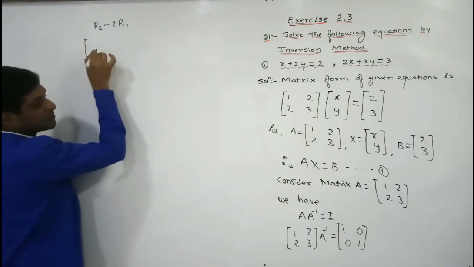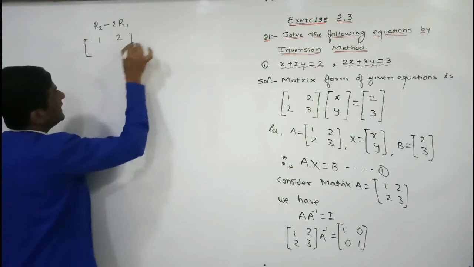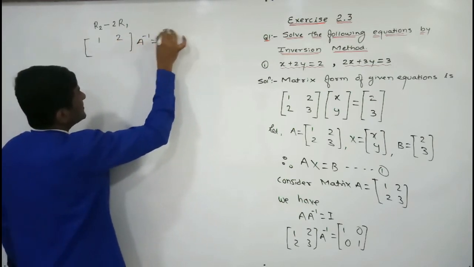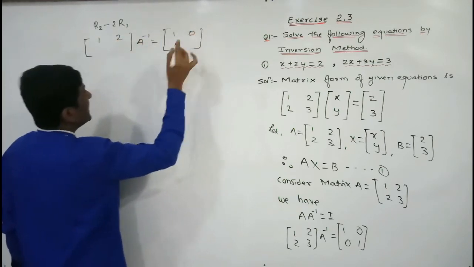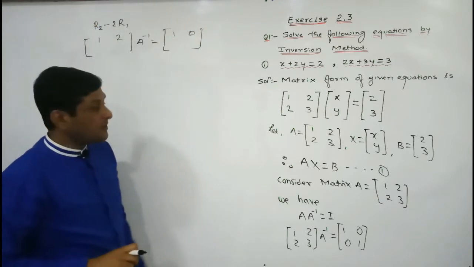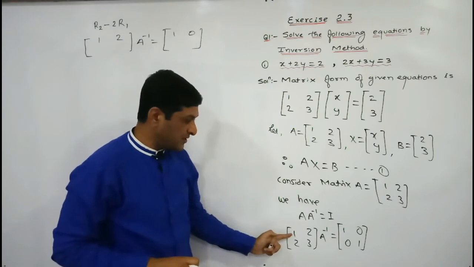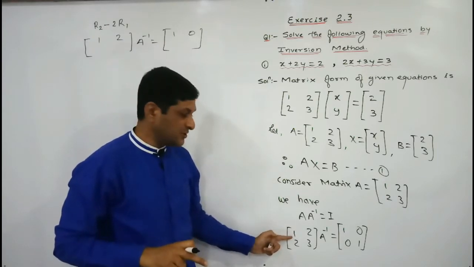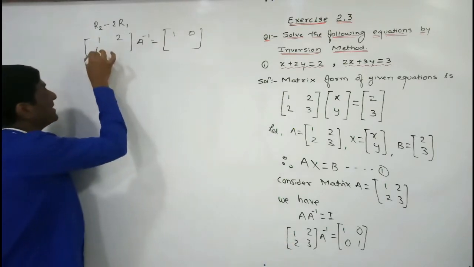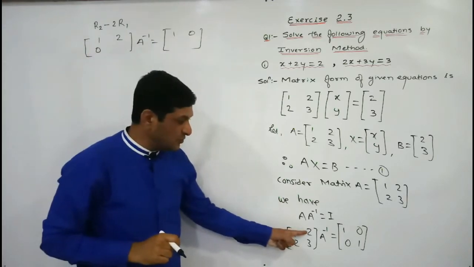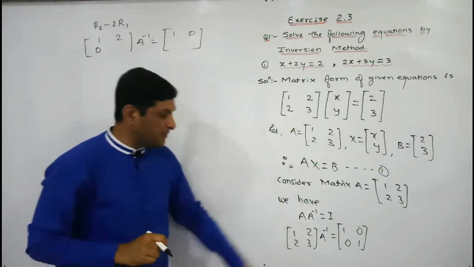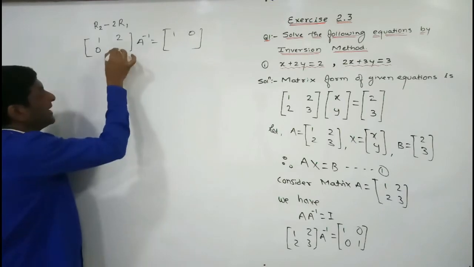Keep the elements of the first row as they are, 1, 2, and A inverse also as it is. On this side also keep the elements of the first row, 1, 0, as they are. So our operation is on R2 and we are multiplying R1 by minus 2. Multiply by minus 2, here minus 1 into minus 2 is minus 2. Minus 2 plus 2 will become 0. Multiply here by minus 2, we will get minus 4. Minus 4 plus 3 will be equal to minus 1.